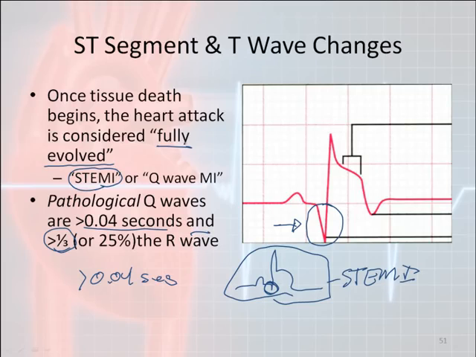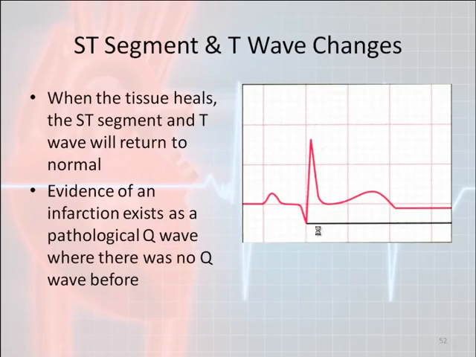Either way. Now, I also put up here a Q wave MI. This is what they used to be called because you had a pathological Q wave. It was called a Q wave MI. We also had non-Q wave MIs, but we can't really determine that unless there's actual blood values. So Q wave MI and STEMI are pretty much the same thing. They're the exact same thing, it's just different terms.